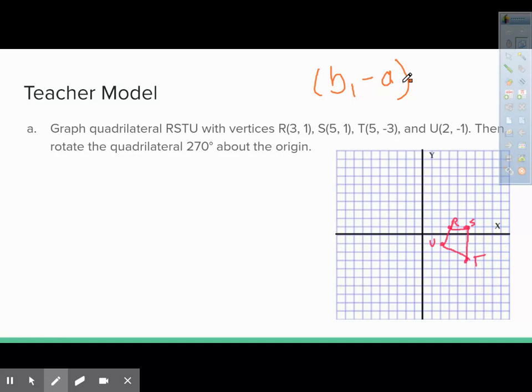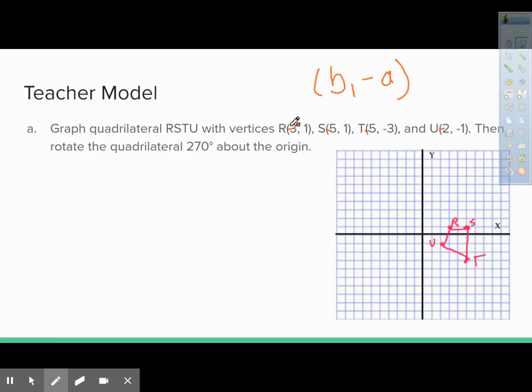Just so I don't get confused, I'm going to change the sign of X first. So this positive 3 becomes a negative 3. So I'm just going to go on there and change that to a negative 3. On S, the 5, I'm going to change that to a negative 5. On T, I'm going to change that to a negative 5. And on U, I'm going to change that to a negative 2.